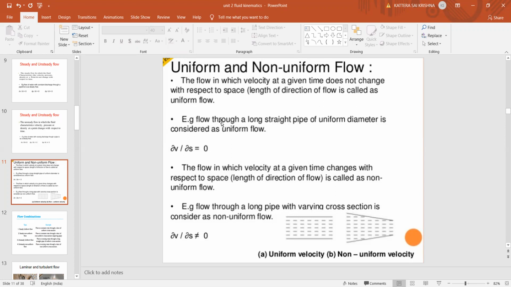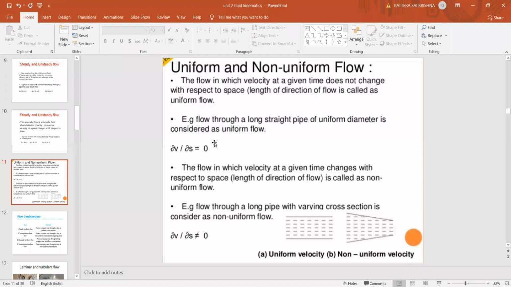Example, flow through a long straight pipe of uniform diameter is considered as uniform flow. So what happens there? If you consider the uniform flow, the velocity will not change here. This V1 is equal to V2. So velocity doesn't change with respect to position of the fluid flow. So that is your uniform flow.